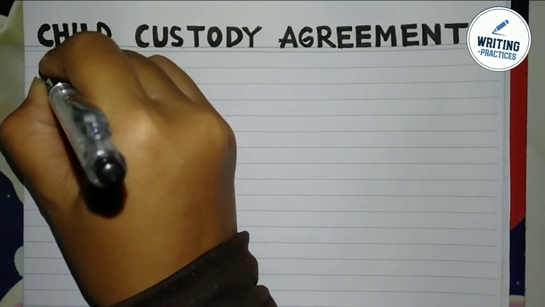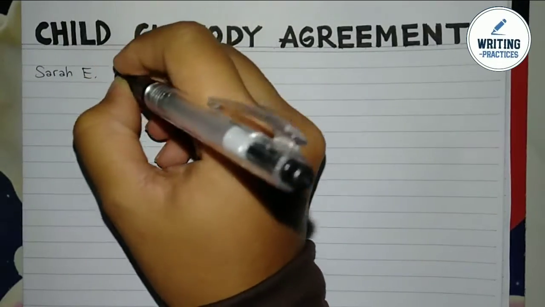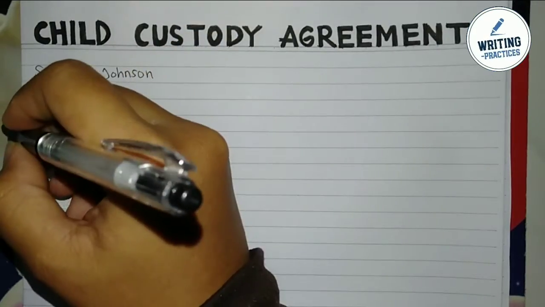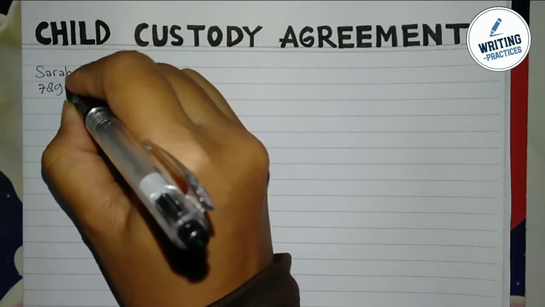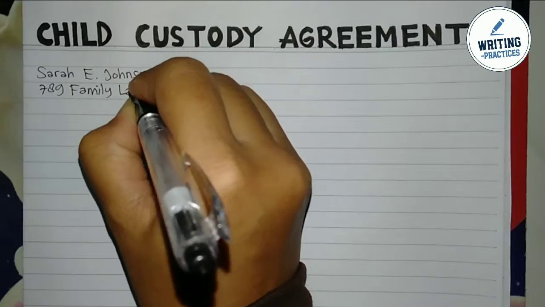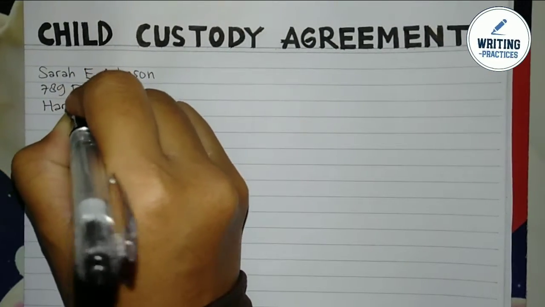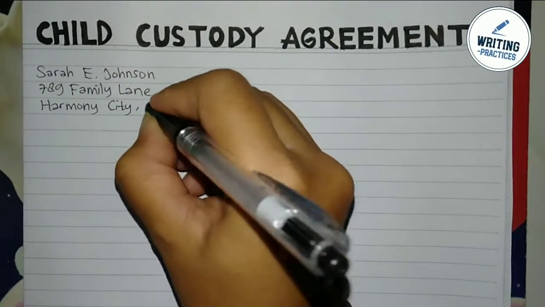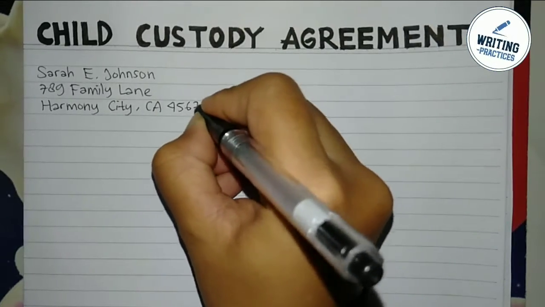Today, we are going to learn how to write a child custody agreement letter. What is a child custody agreement letter? A child custody agreement letter is a formal document outlining the terms and conditions regarding the custody and care of a child or children when parents are separated, divorced, or living apart. This agreement typically includes details about the custodial arrangements, visitation schedules, legal custody responsibilities, communication plans, financial obligations, and any other important considerations related to the child's well-being.